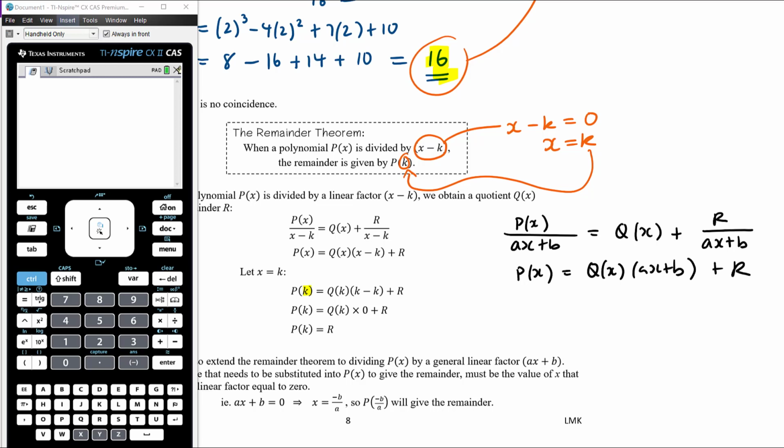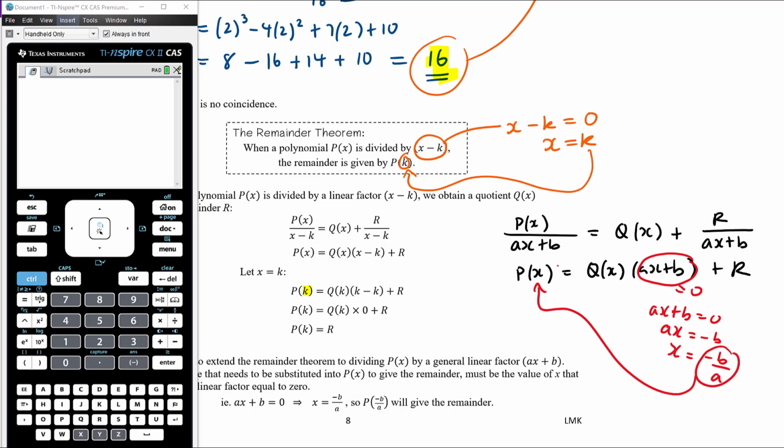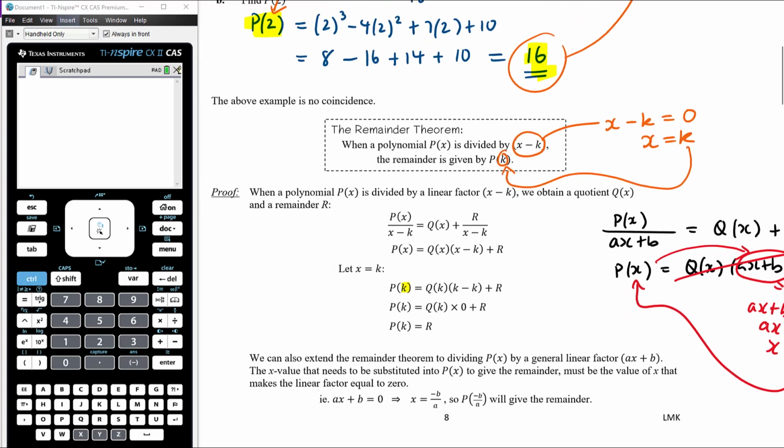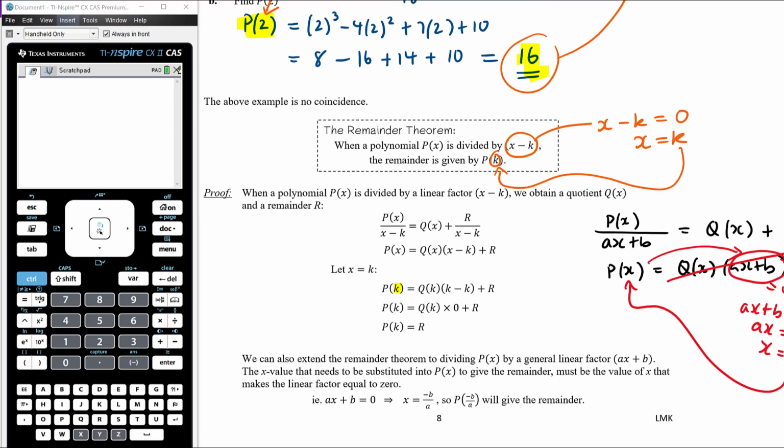So if we want to work out the remainder, we need to know what's going to make that bracket equal to 0. When does ax plus b equal 0? Well, that's when ax equals negative b, and that's when x equals negative b on a. So if we substitute negative b on a into the polynomial, that would make this bracket 0, and therefore all of that would disappear, and that would give me the remainder. So it's about solving your factor equal to 0 to work out what to sub into your polynomial, and when you do that, that will give you the remainder.